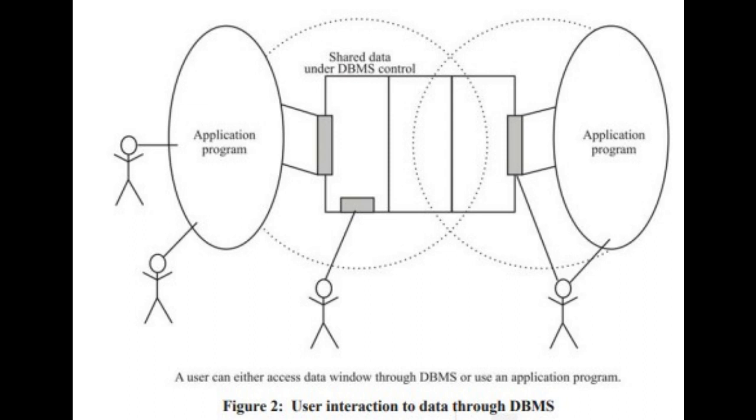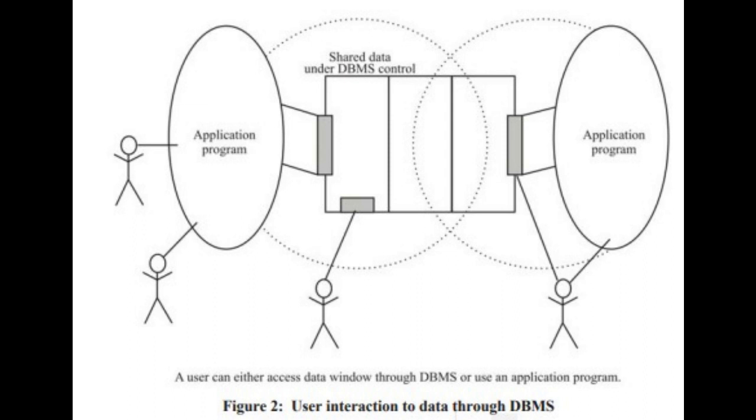DBMS provides an abstract view and hides details. For example, in Figure 2, you can observe that the interface or window to data provided by DBMS to a user may still be the same, although the internal structure of the data is changed.